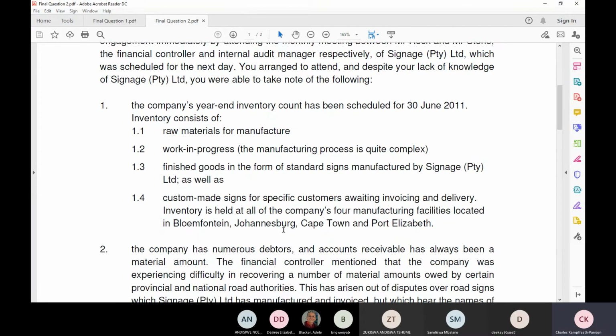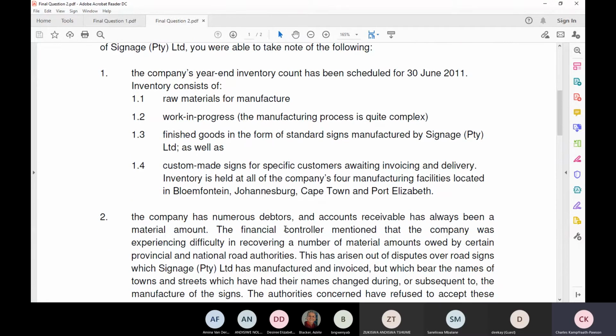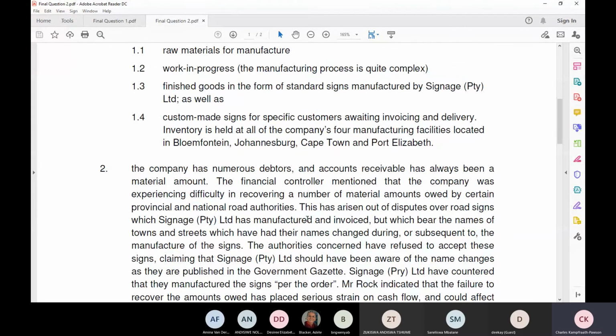The company's year-end inventory count has been scheduled for 30 June 2011. Inventory consists of raw materials for manufacture, work in progress, the manufacturing process is quite complex, finished goods in the form of standard signs manufactured by Signage Pty Limited, as well as custom-made signs for specific customers awaiting invoicing and delivery. Inventory is held at the company's 4 manufacturing facilities located in Bloemfontein, Johannesburg, Cape Town, and Port Elizabeth. The company has numerous debtors, and accounts receivable has always been a material amount.